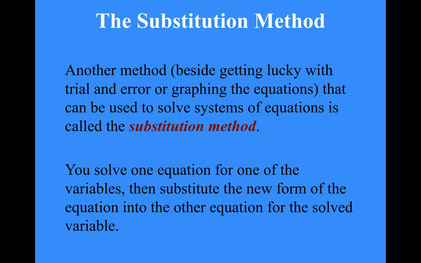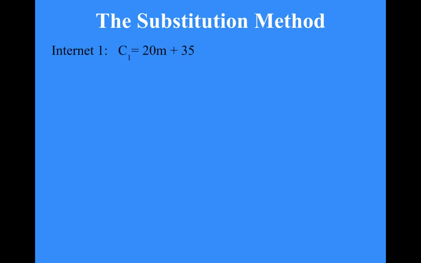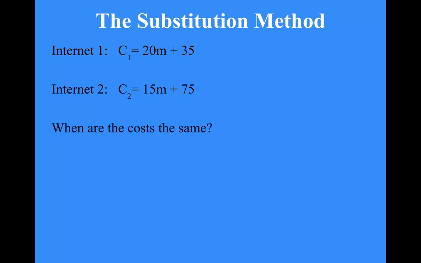Okay, and again, I'm going to show you an example of this. So if it's still hazy, don't worry about it. Let's do a quick example that should be a review from last semester. Let's say that Internet Company 1, we're thinking about buying internet. Internet Company 1, the cost of internet is equal to $20 a month plus a $35 activation fee. The cost of Internet Company 2 is equal to $15 a month plus a $75 activation fee. Now my question to you is, when are the costs going to be the same?